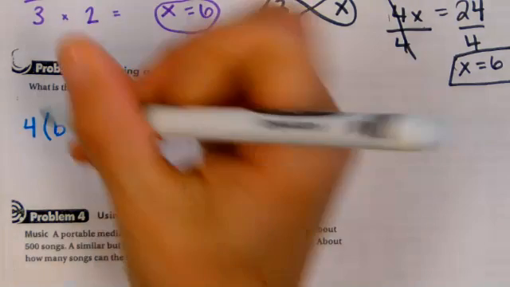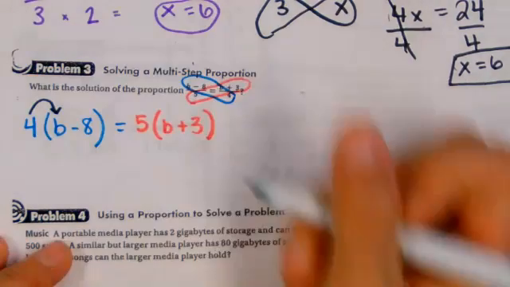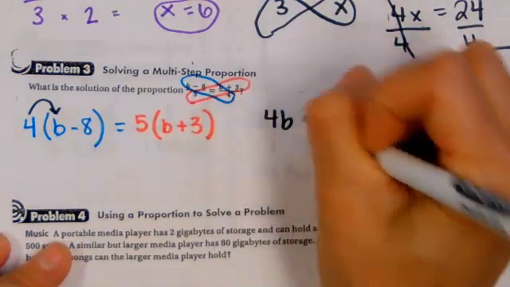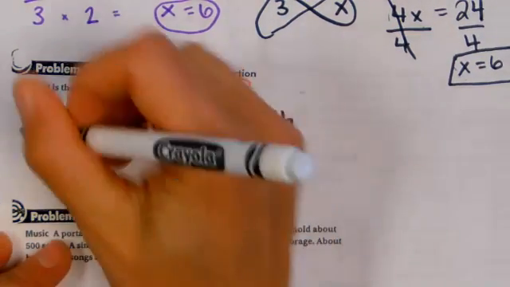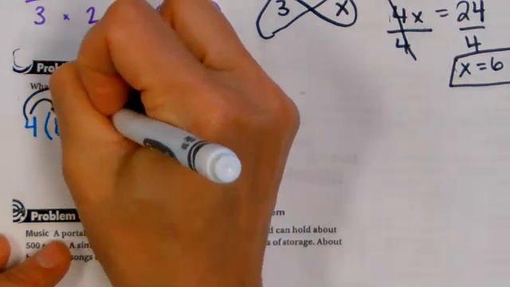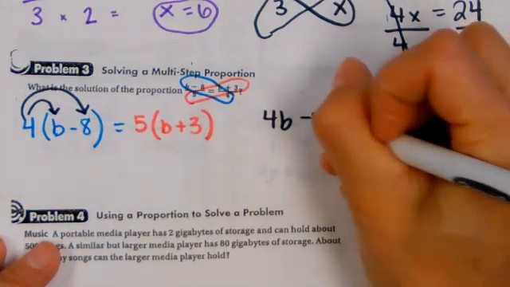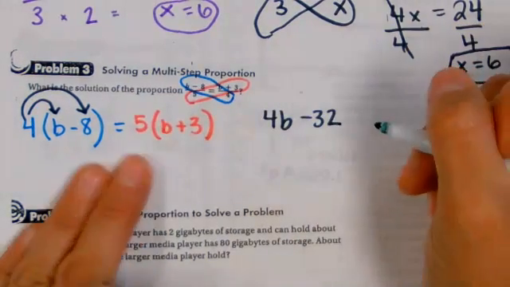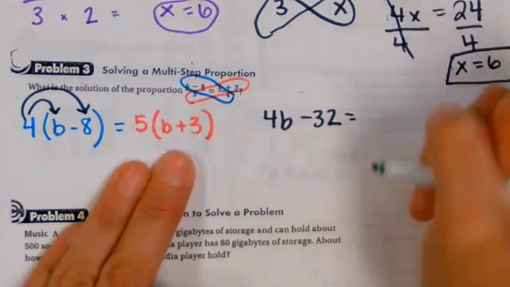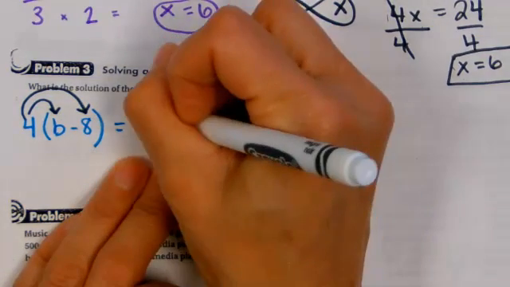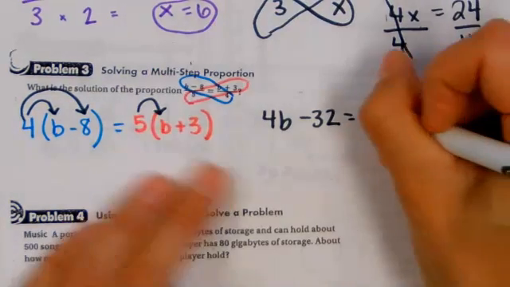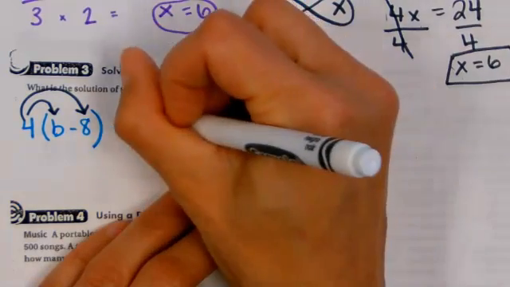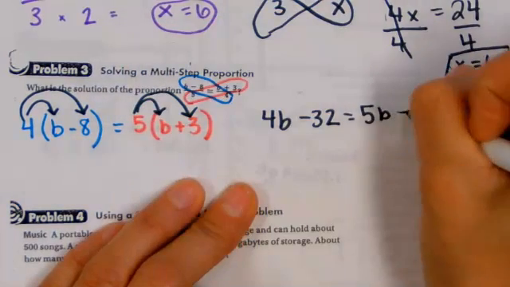Here we go. 4 times B is 4B. And I'm writing it over here because I know I'm going to need space. And then 4 times negative 8 would give us negative 32 on this side. Equals, now distribute over here. 5 times B is 5B. And 5 times positive 3 is positive 15.